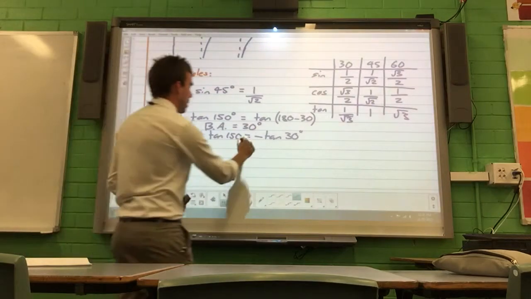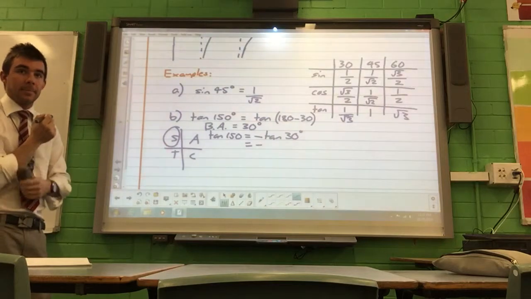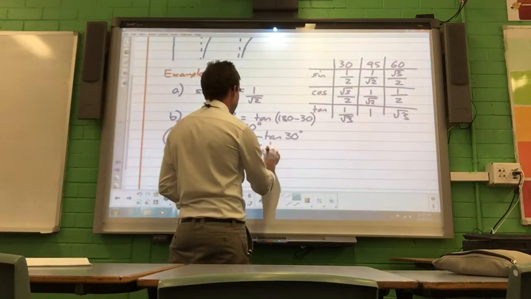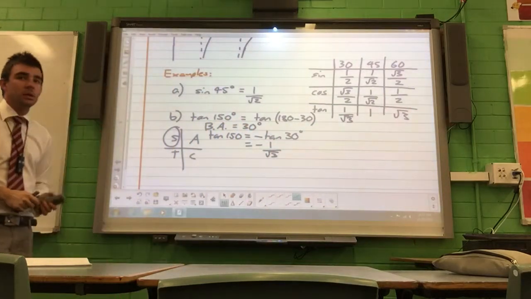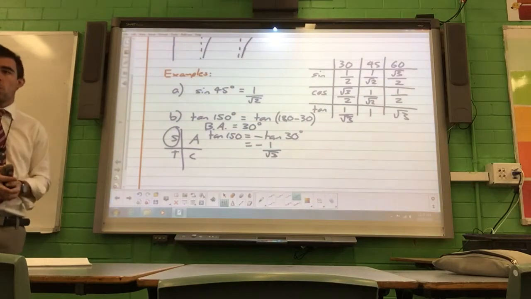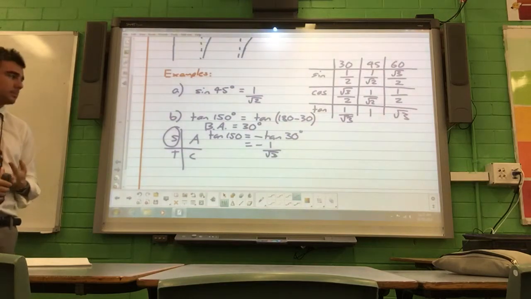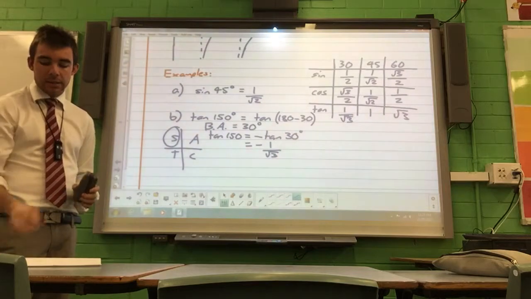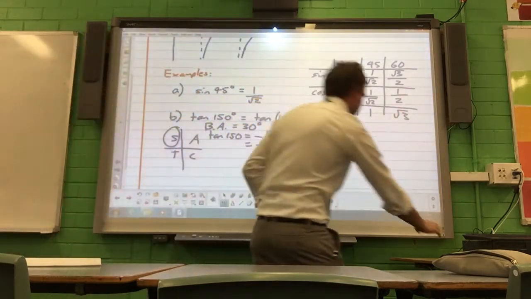So what is tan of 30? Tan of 30 is 1 on root 3. So tan of 150 degrees will be negative 1 on root 3, because of the angle in the second quadrant. This is all new, and you will understand it better once I go through some more examples and you have a go yourselves.